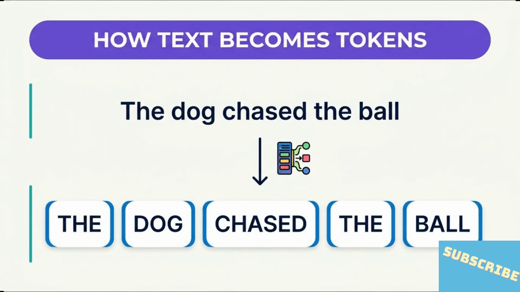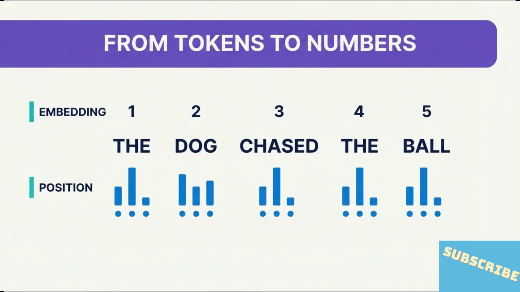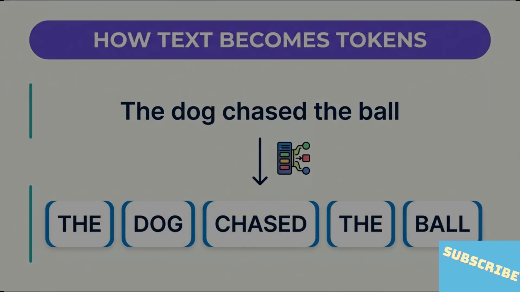But, well, a computer can't process English words, right? So in step 3, those tokens are converted into embeddings, which are basically just numerical representations. We also inject position information here. This is absolutely crucial so the model knows the exact order each token appeared in the sequence.